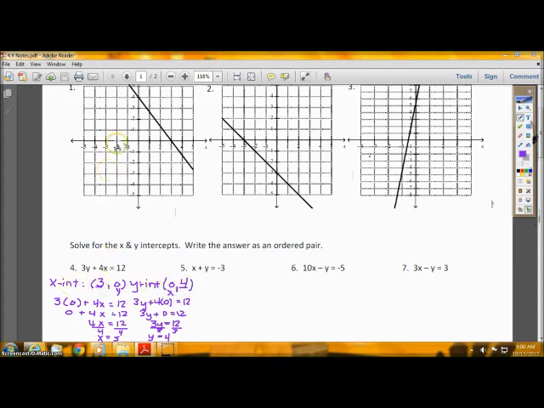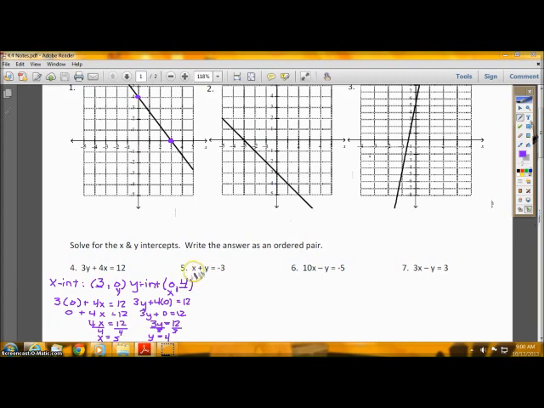Now I want to go ahead and bring it back up to the graph, because this first graph is the graph of this first equation. My x-intercept ended up at (3, 0). My y-intercept ended up at (0, 4). Okay, so whenever you're finding your x and y intercepts, you're going to plug in 0 for the opposite variable.